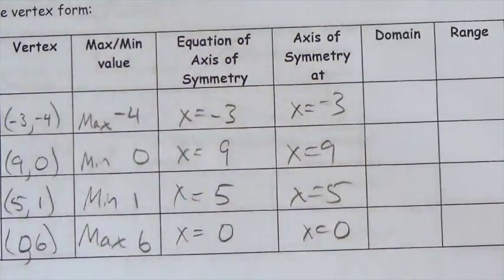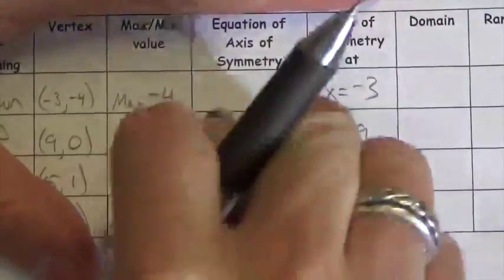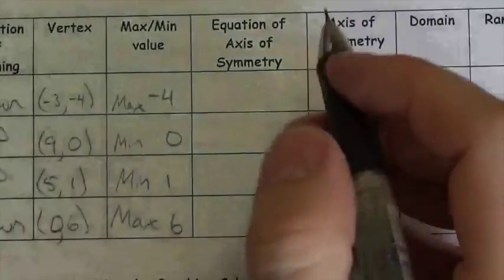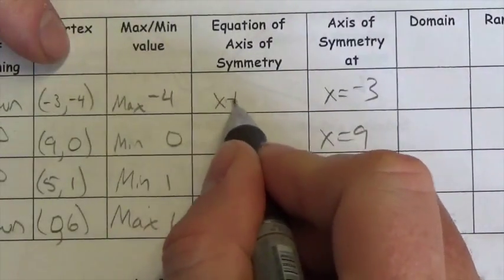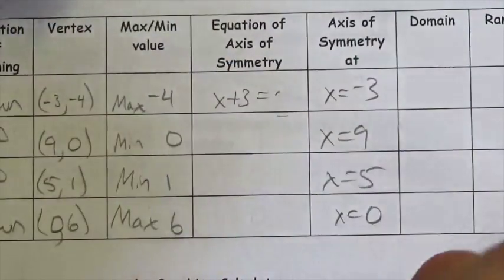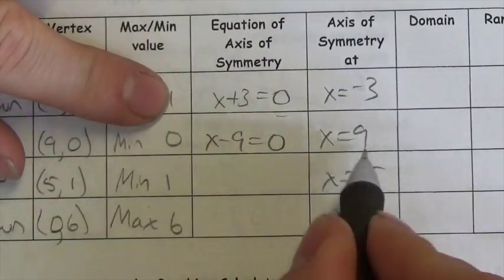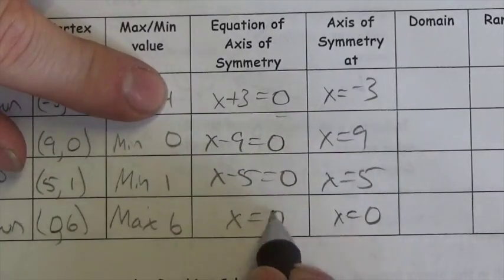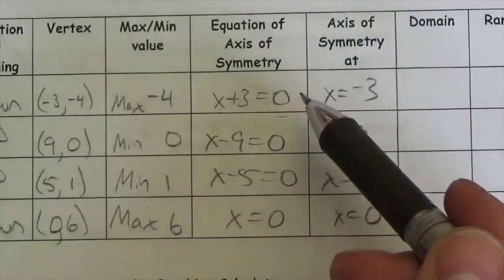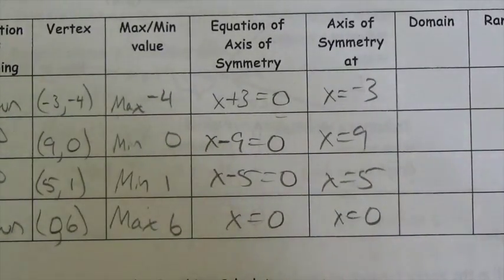Okay? Now that I think about it, the expectation here for this axis of symmetry, even though it doesn't necessarily have to be this way, you might have thought of it as x plus 3 equals 0. Just bring that negative 3 over to the other side. x minus 9 equals 0, bring the 9 over, x minus 5 equals 0, and then down here there's really nothing to do, it's still going to be x equals 0, but they might have been looking for the equation in this form, which we might call general form.